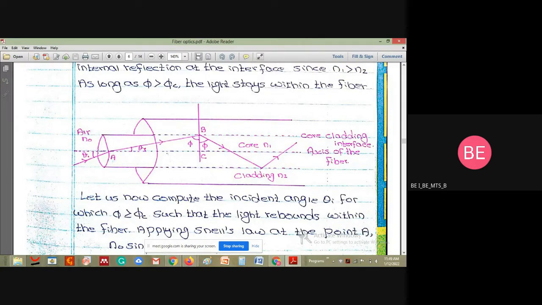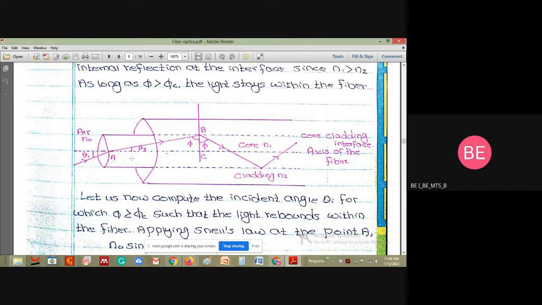So when light is passed from rarer medium to denser medium, you cannot expect total internal reflection to happen, right? Because the condition for total internal reflection says that light should travel from denser medium to rarer medium, but here it is in contradiction. Light is traveling from air medium to the core medium. Air is a rarer medium and core is a denser medium, so you don't expect any total internal reflection to happen at the point A. So the light ray will be completely refracted into the core, right?